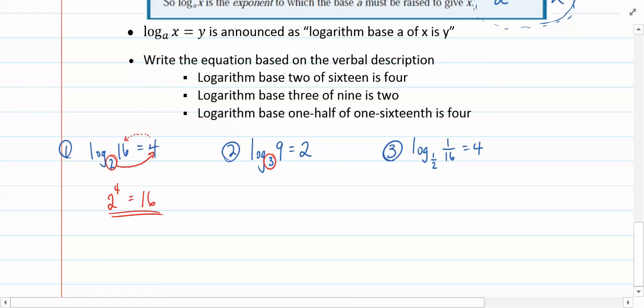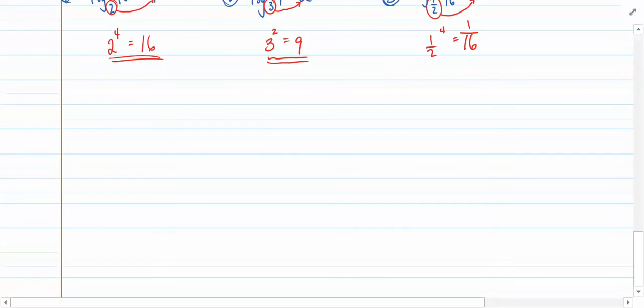For this next example, logarithm base 3 of 9 equals 2. Well, this says let's write 3 raised to the 2nd power. That is equal to 9. And again, true. Last example, logarithm base 1/2 of 1/16 is 4. When written as an exponential statement, 1/2 raised to the 4th power is 1/16, and that would be true. A half times itself 4 times in a row is 1/16.